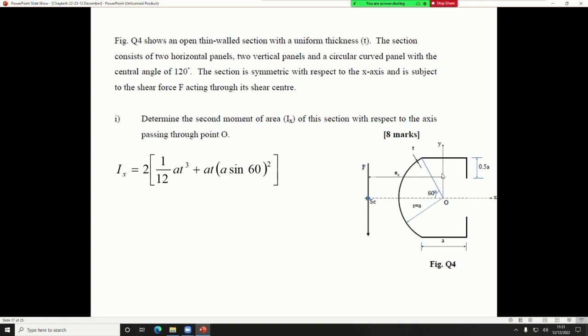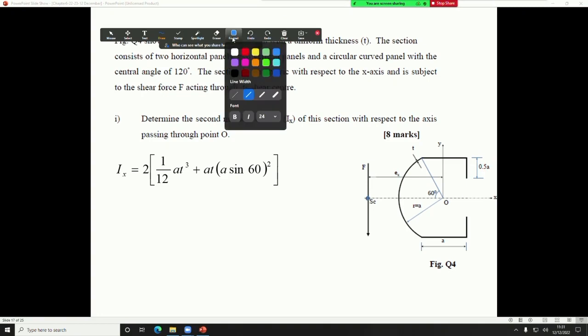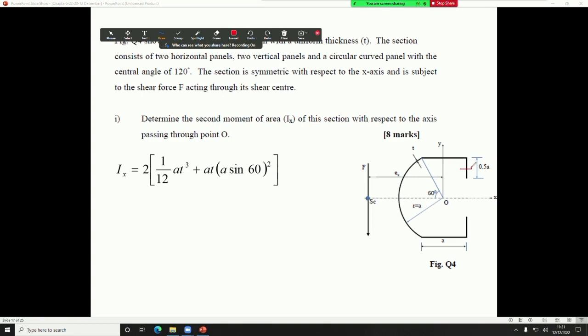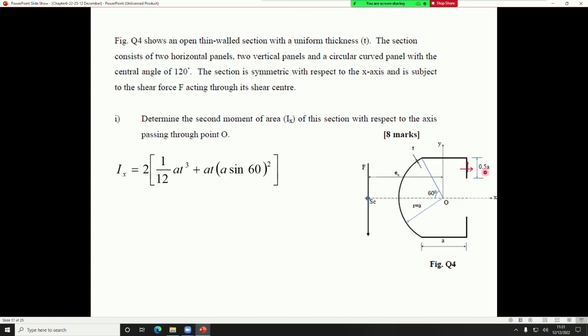Now let's do it for these two vertical panels. Again, we've got 1 over 12 B H cubed. B is equal to T, we have uniform thickness. H is equal to half A. If you look here, this is the local axis of the top panel. So we've got 1 over 12, B is equal to T, H is equal to 0.5A cubed, with respect to this axis. And then we need the parallel axis theorem, A y bar squared. We need to multiply by A times this distance.